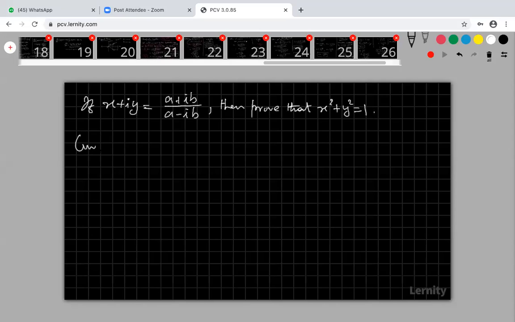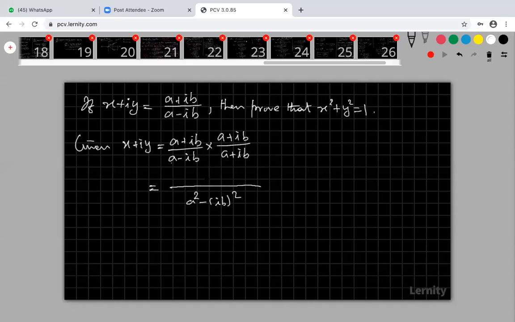So what is given? The given is x plus iy equal to (a plus ib) divided by (a minus ib). Take a conjugate. My conjugate is (a plus ib) divided by (a plus ib). The denominator is nothing but (a plus ib)(a minus ib), so that is a square minus (ib) square. Whenever you are taking a conjugate, the denominator is in the form of (a plus b)(a minus b). Apply the formula a square minus b square.